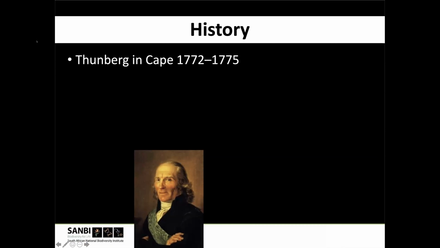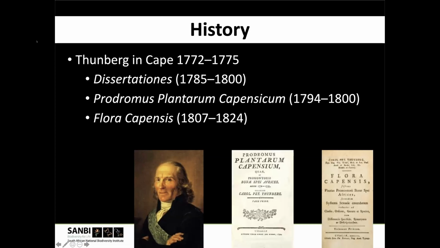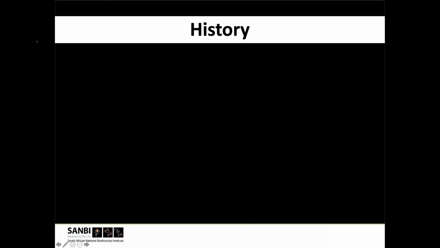In 1772, Carl Thunberg, a student of Linnaeus, visited the Cape of Good Hope and published numerous academic dissertations and other publications describing the plants that he had collected, of which over 1,000 were new to science. And Thunberg is known as the father of South African botany.